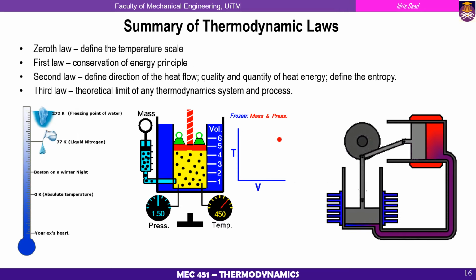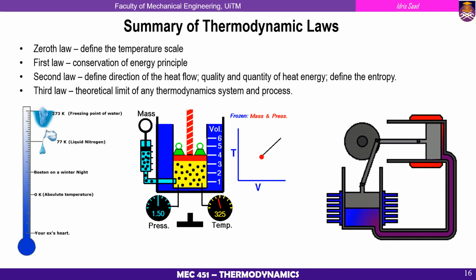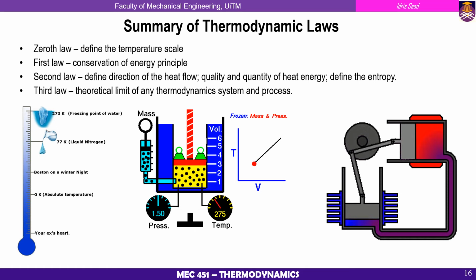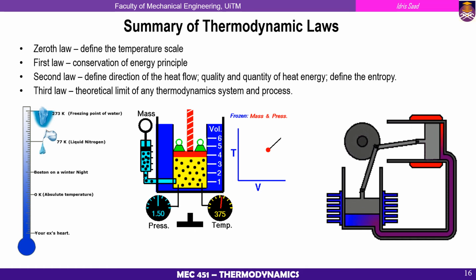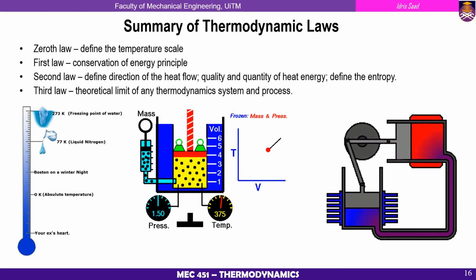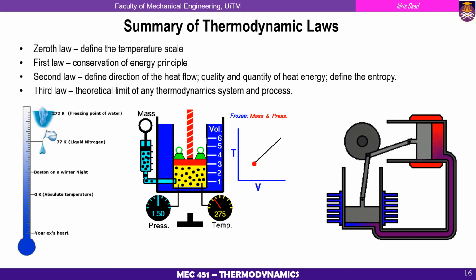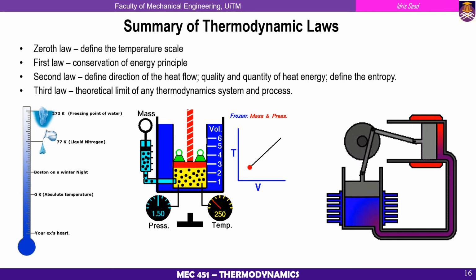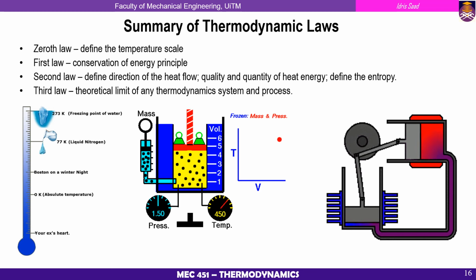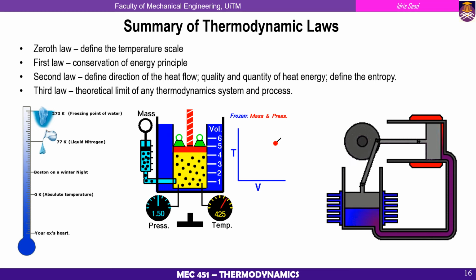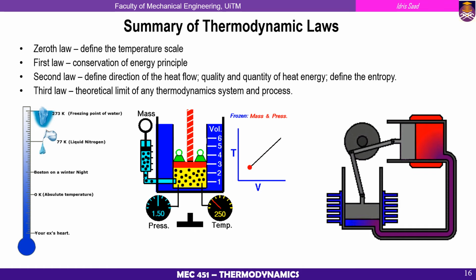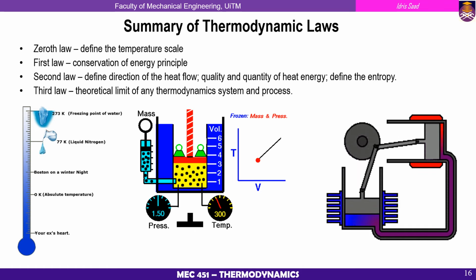Okay, we have actually finished studying the laws of thermodynamics. As a summary, there are four laws of thermodynamics, namely the zero law, the first law, the second law, and also the third law of thermodynamics. The zero law is used to define the temperature scale. Basically, the majority of the temperature scales are similar. The difference is only the reference point that is used to define that particular scale.